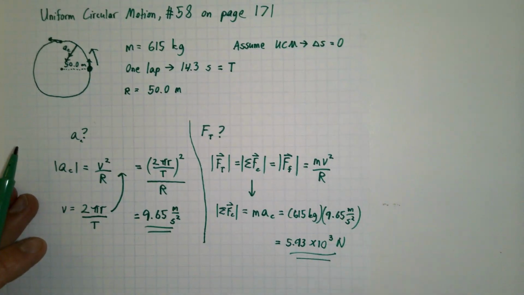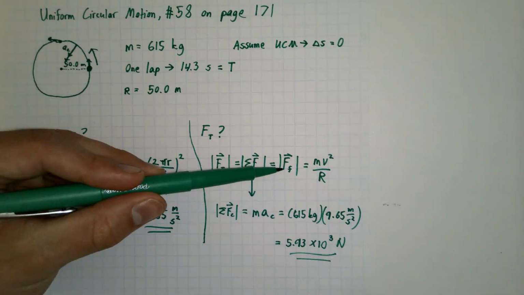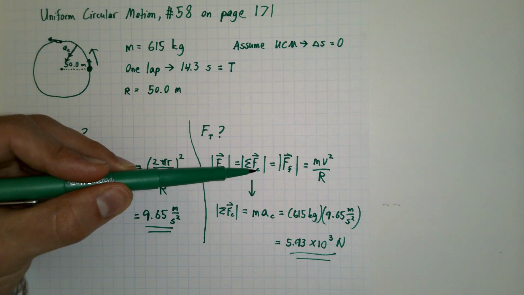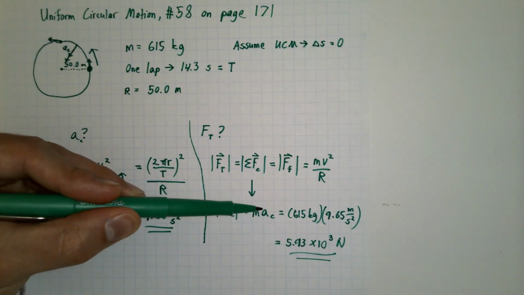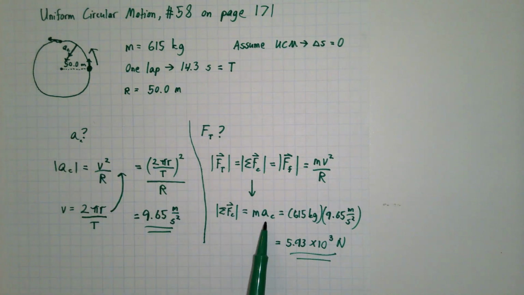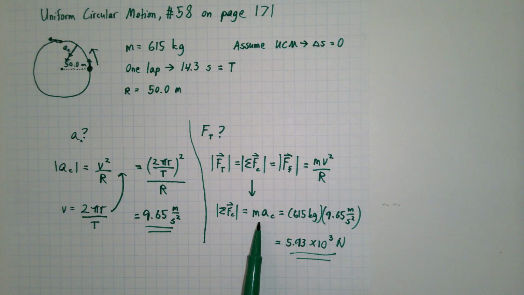Now we're looking at the force that caused that centripetal acceleration. That would be the frictional force between the tires and the pavement. That is the centripetal force. That centripetal force is equal to mass times acceleration. In this case, centripetal acceleration because of centripetal force, right? The force is always in the same direction as the acceleration. Our mass of our car is 615 kilograms. We just found the centripetal acceleration as 9.65 meters per second squared. Therefore, the net centripetal force, or the force that's causing this acceleration around this circle, is 5.93 times 10 to the third newtons, or 5,930 newtons.